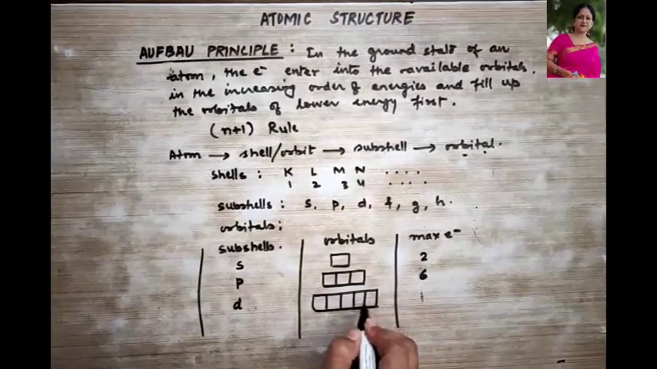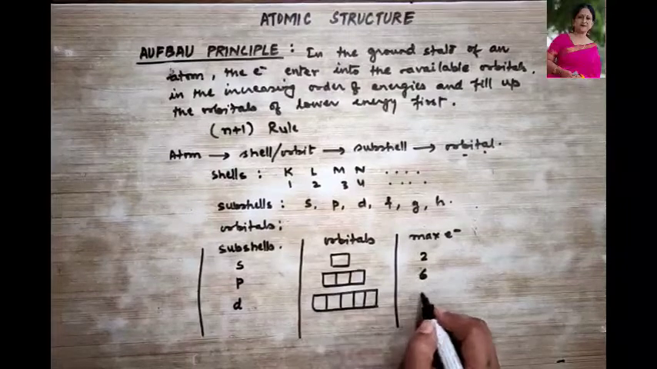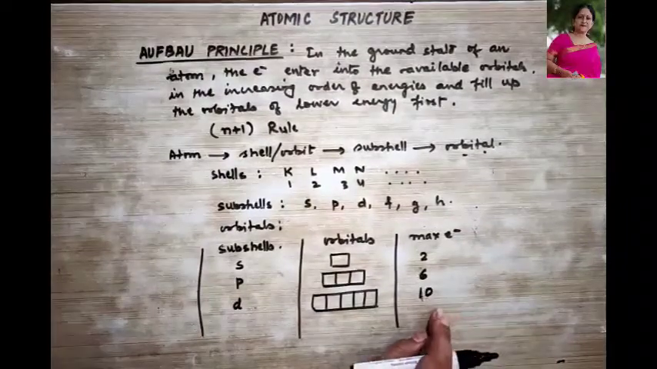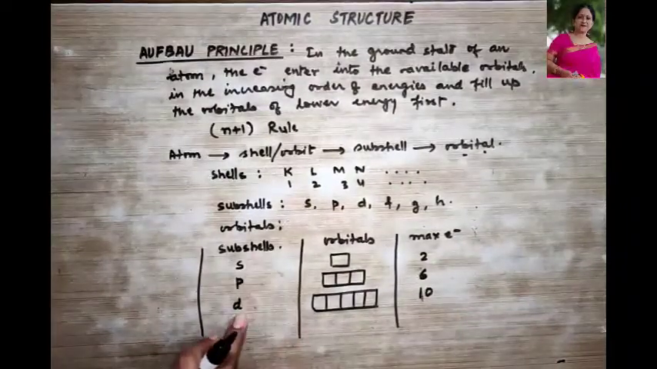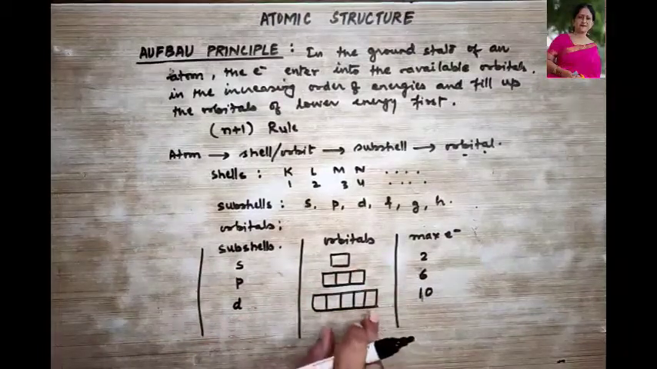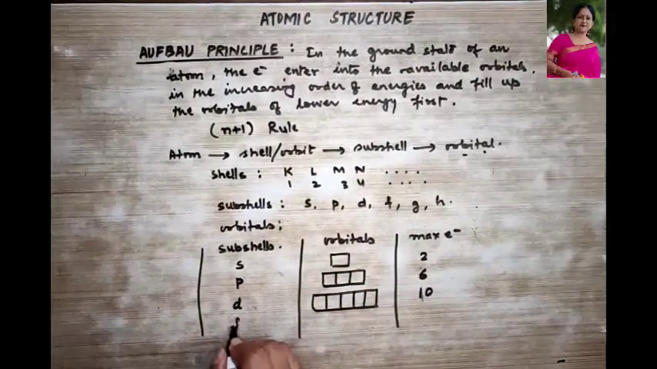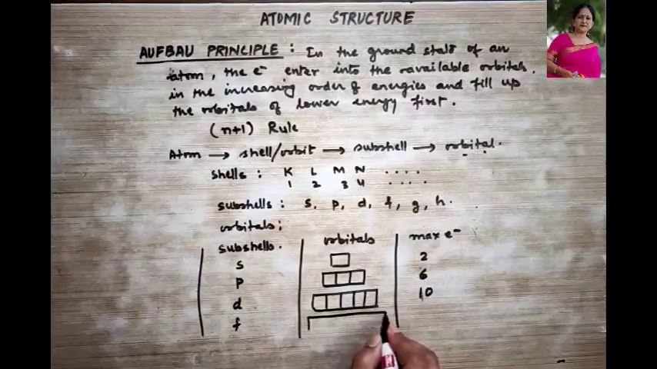1, 2, 3, 4, 5 orbitals. 5 2s are 10 electrons maximum that can be found in the D subshell with these orbitals. Okay, now coming to F. F has how many orbitals?